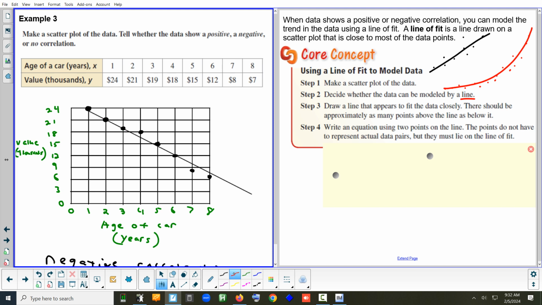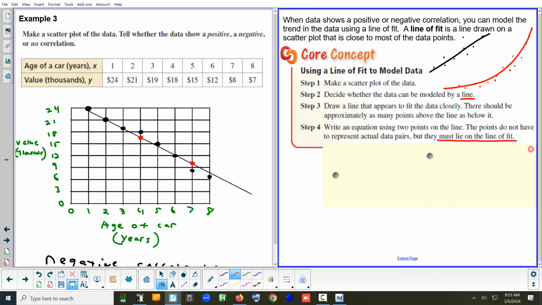But what that last part is saying is the points don't actually have to be data pairs. You could use that point right there, and you could use that point right there. Were those two red dots in the original data that I just drew? What do you think, Marie? No, they weren't. But if I want to use them, I can, because they are on the line that I drew. So the idea is pick two points, preferably that line up right where the grids cross. Then it's easy to see what the point is.